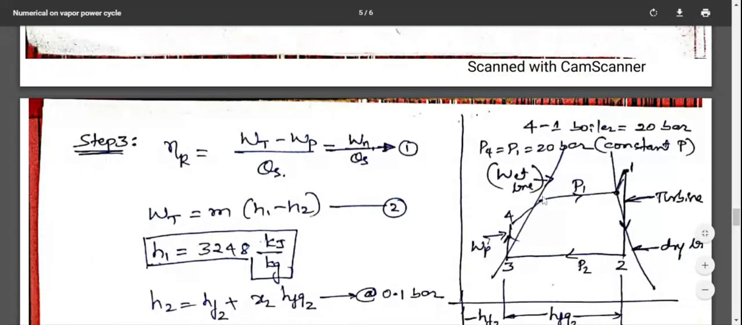This is the saturated liquid line. So any point which is located on the saturated liquid line, the property at that point will be represented with the suffix F because it is the fluid region. Fluid is nothing but the water region. So enthalpy means HF, entropy means SF. So now I need to calculate H3. So H3 is equal to HF3. But at what pressure? It is at 0.1 bar pressure, condenser pressure.